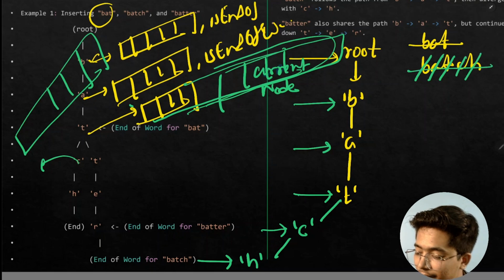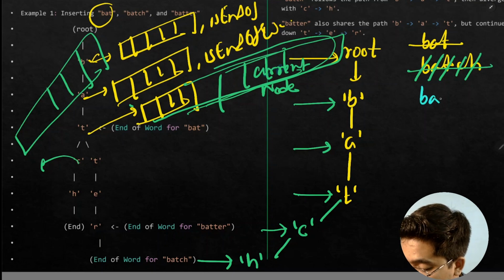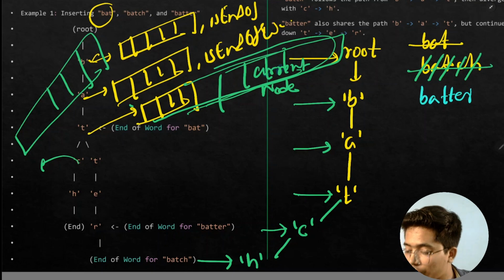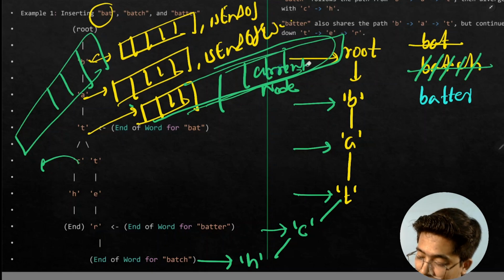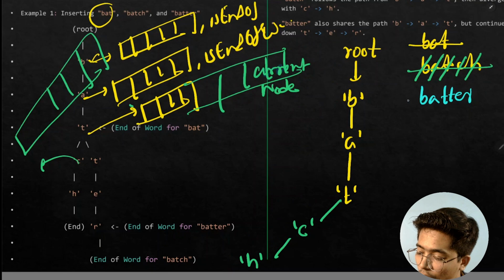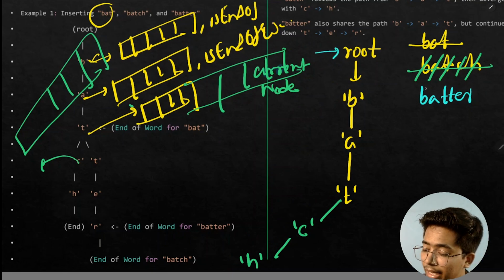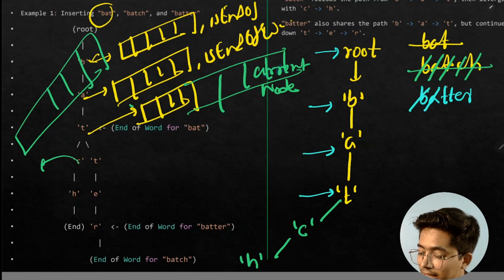Now for the third word, BATTER. Look, for this word our pointer will again start from the beginning, from the root. Then it will check B, yes, matched. Then it will come to the next one, A, yes, matched. Then the next T, yes, matched. Now it will check for T again.